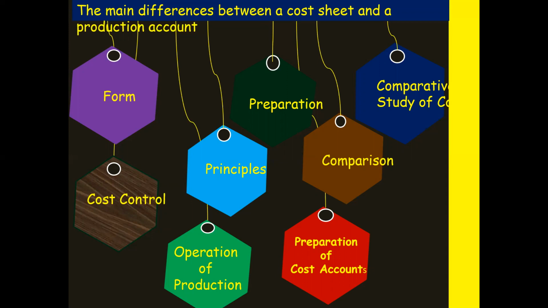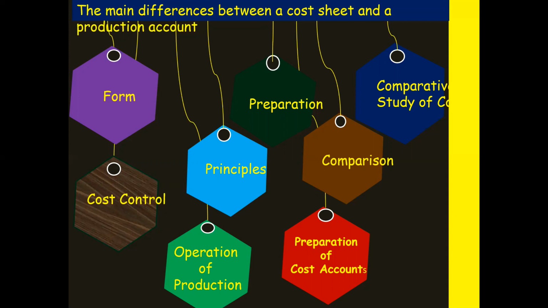The main objective of cost sheet is to reveal the total cost of production as well as cost per unit of output, whereas the main objective of production account is to reveal not only the total cost and cost per unit but also the profit earned or loss suffered on the sales. So I'm going to repeat that once again for you. The production account is just an account, whereas the cost sheet is only a statement.